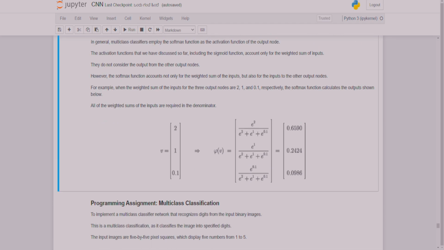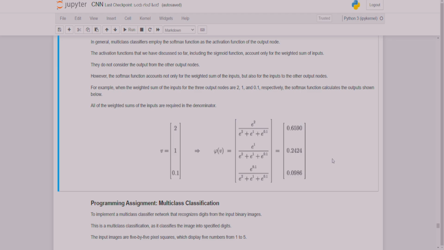For the first one we get 0.6590. For the second neuron, where the value was 1, you get 0.242, and for 0.1 you get 0.0986. Now you apply max to this, which is the maximum. Only that will be 1, others will be 0, 0. Now I am getting 100 here. This is because my first neuron generates 2, which is the highest, then 1, then 0.1.